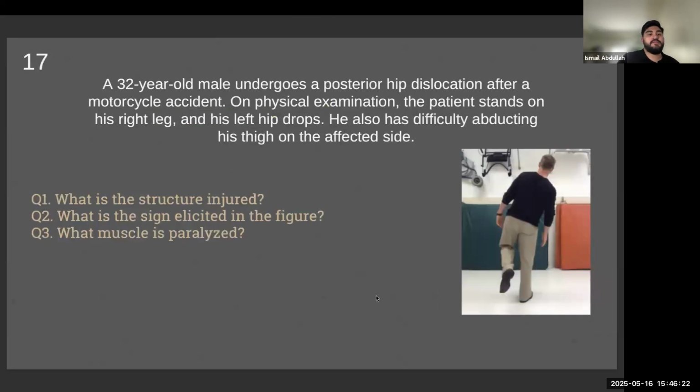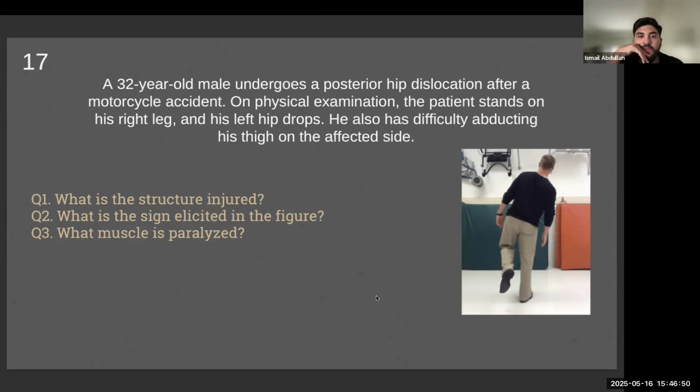So this is a 32-year-old male undergoing a posterior hip dislocation after a motorcycle accident. On physical examination, the patient stands on his right leg and his left hip drops. He also has difficulty abducting his thigh on the affected side. What is the structure injured? I think it's the right superior gluteal nerve.